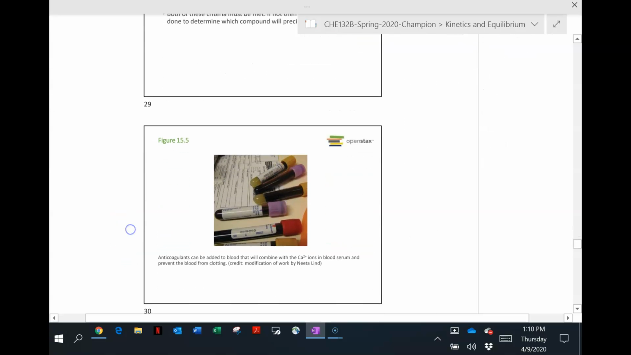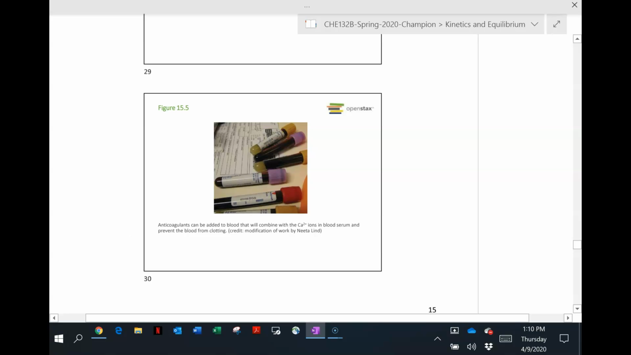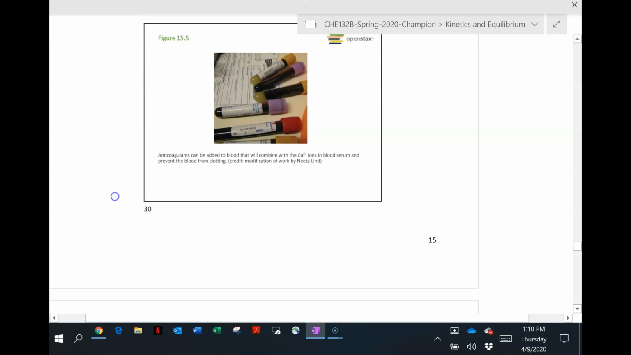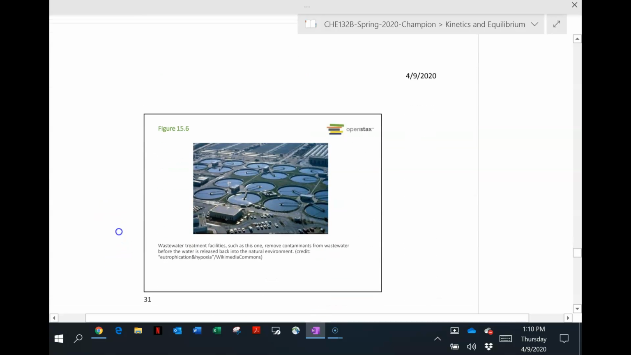So that's that. A lot of times, if you've ever had blood samples taken, anticoagulants will be added to basically tie up the calcium ions to prevent the clotting process from happening. If you look at the biochemical process that gives rise to clotting, a lot of biochemical processes involve divalent cations, and calcium ion has to be involved in them. So that's an example of that.